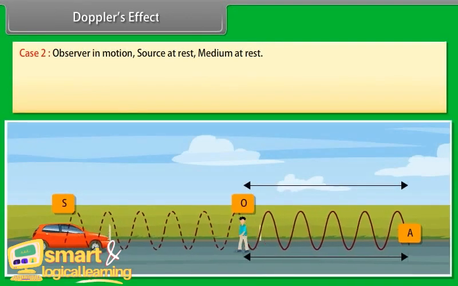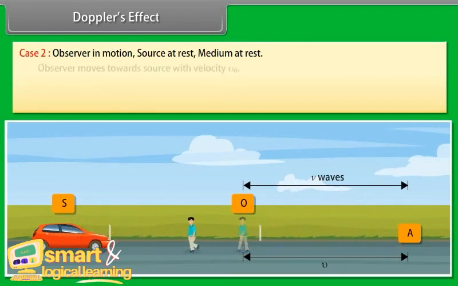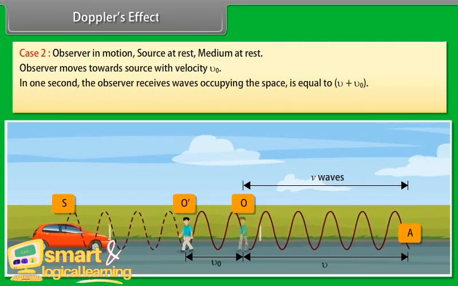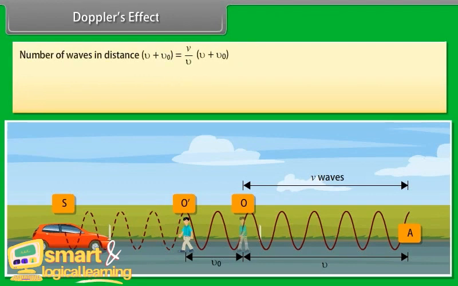Case 2. Observer in motion, source at rest, medium at rest. Observer moves towards source with velocity v0. In 1 second, the observer receives waves occupying the space equal to v plus v0. Number of waves in unit distance is equal to nu upon v. Number of waves in distance v plus v0 is equal to nu multiplied by v plus v0 upon v. Apparent frequency nu double dash is equal to v plus v0 upon v multiplied by nu.